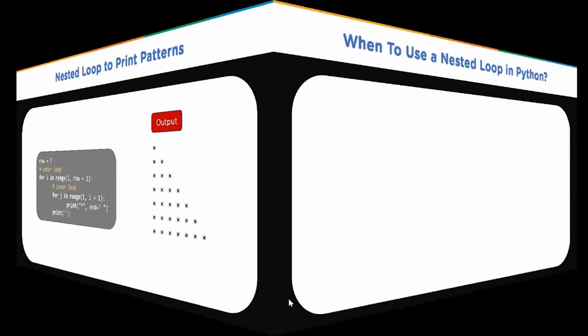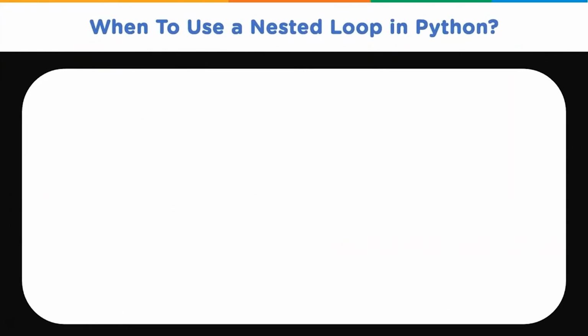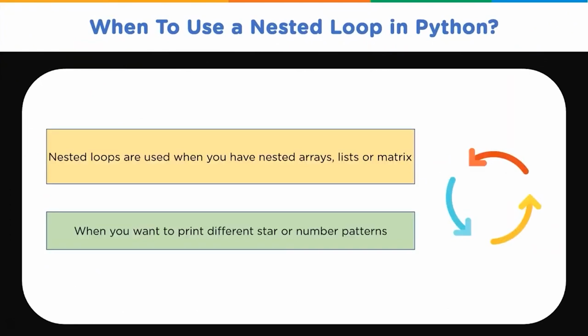Now let's see when you should use a nested loop in Python. So nested loops are mostly used to work with multi-dimensional data structures, such as printing two-dimensional arrays, iterating a list that contains a nested list, etc. You can use Python nested loops to print different star or number patterns as well. Now let's head to our Jupyter notebook to do some practical hands-on demonstrations to understand nested loops in Python better.